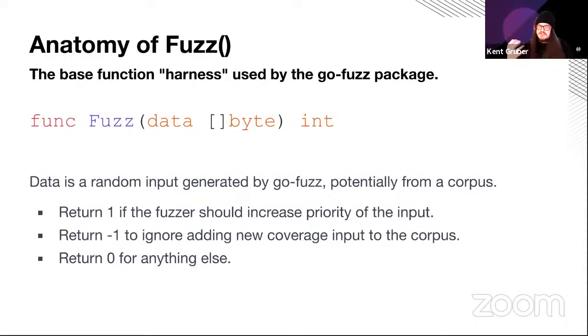And then you can return an integer. So you do something with that logic inside of this function, take that slice of bytes and do something with it, which I'll show in a second. And then an integer that can actually be a knob to help steer the fuzzer in the right direction. So returning 1 if the fuzzer should increase priority of an input, returning -1 if it should ignore any new coverage that it found, so it won't add it as an example to the corpus, and returning 0 for anything else. That gives an idea of what's required to implement these fuzzing functions.